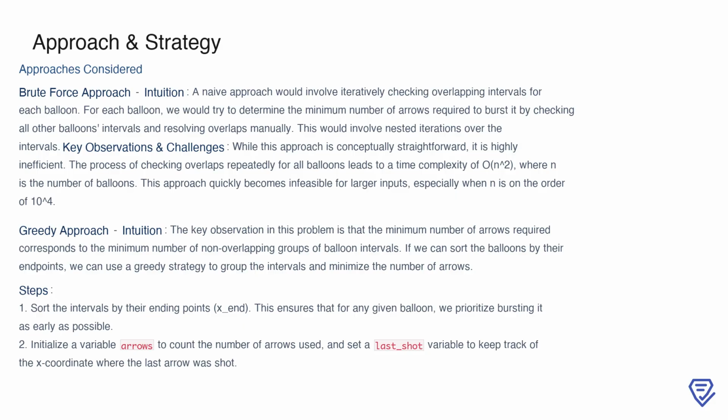Here, the key observation is that minimizing the number of arrows is equivalent to minimizing the number of non-overlapping groups of intervals. By sorting the balloons based on their end points, we can prioritize bursting as many as possible with a single arrow. This forms the foundation of a more efficient solution.